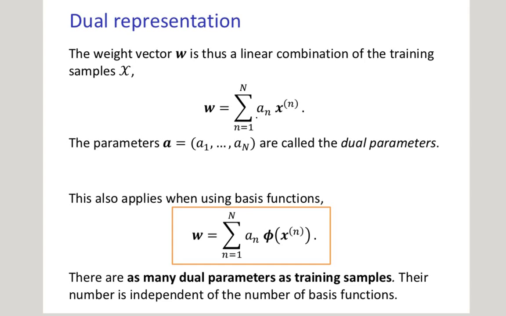And like we've already seen in this semester, we can easily substitute a linear function of x for a nonlinear function of x using the basis functions without changing any of the conclusions that we've just made. But the big thing that this discovery gives us is that now the number of dual parameters is the same as the number of training samples. It isn't tied to the number of basis functions anymore. Remember previously we needed one weight parameter for each basis function? We don't need that anymore.